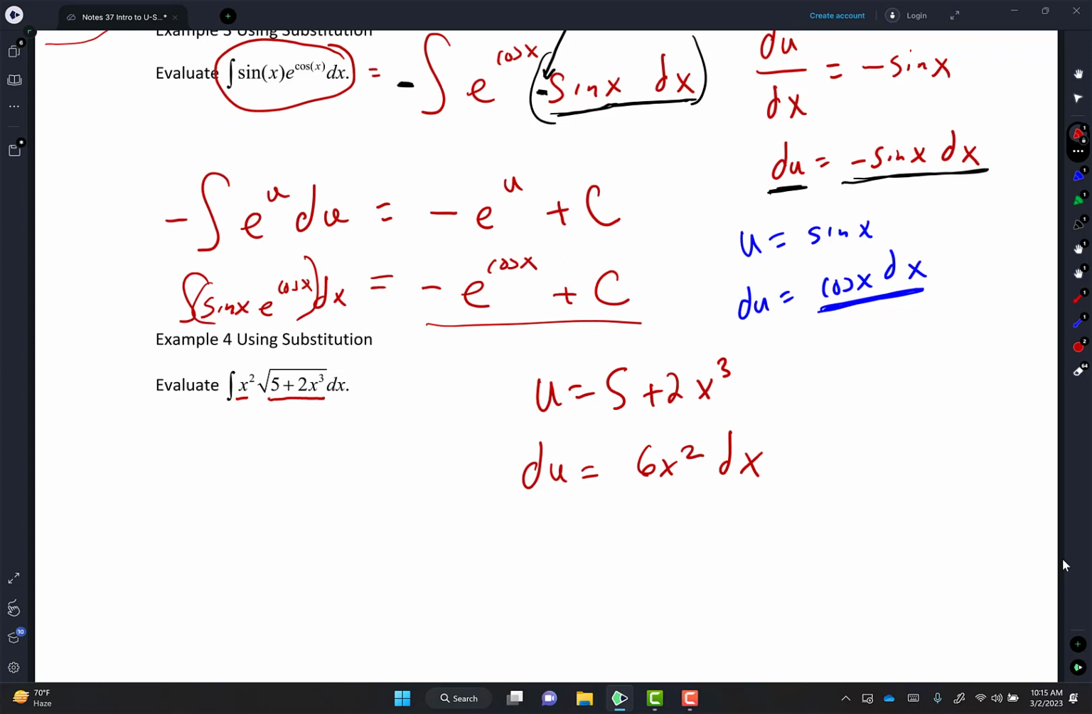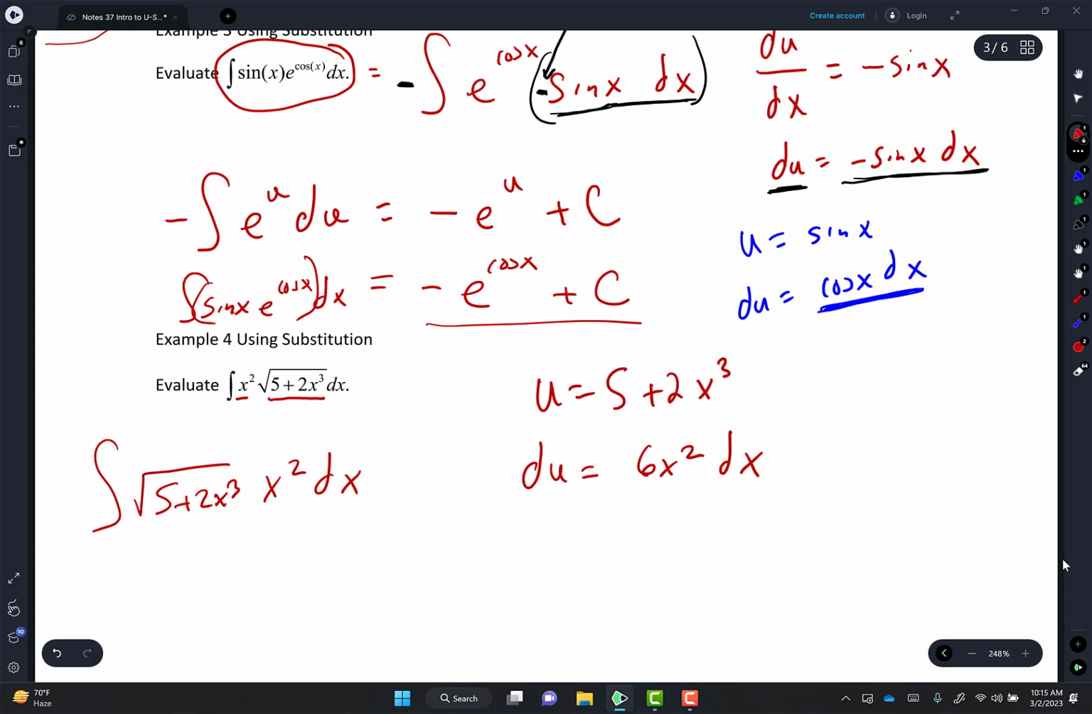So here's what you should notice. Let me rewrite this so you can see it a little simpler: 5 plus 2x cubed, and I'm going to put x squared dx. And I know I told you you can put parentheses, but all of this is a product, so it doesn't matter. I'm going to put parentheses right here just so you can see. I would never really do this on an AP exam, or any exam for that matter, just for the notes.